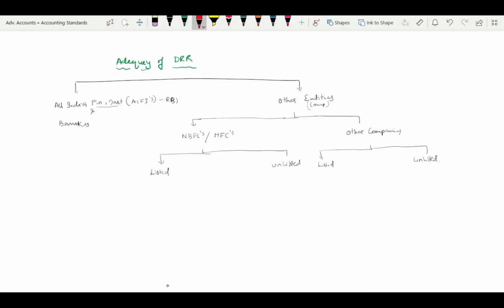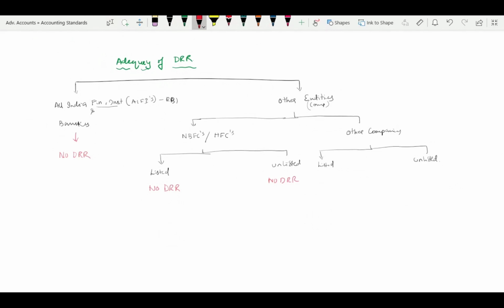Now, if it is all India financial institutions regulated by RBI, as well as banks, there is no requirement to create DRR. Therefore, no DRR, neither at the time of issue nor during the holding period, that is, before redemption. Next, let's go to the other entities. Out of other entities, if it is NBFC and HFC, whether listed or unlisted, for this also no DRR.